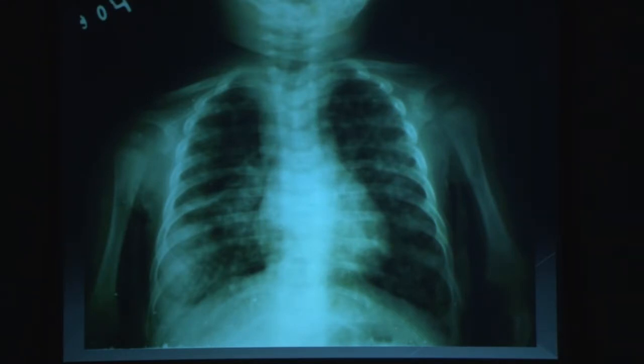This is an X-ray of a young child, and Eddie, your laser pointer, it's hard to find that. And you see all these little white dots right here? Those are the tubercles. That's where the lungs are trying to wall off the organism that causes tuberculosis.